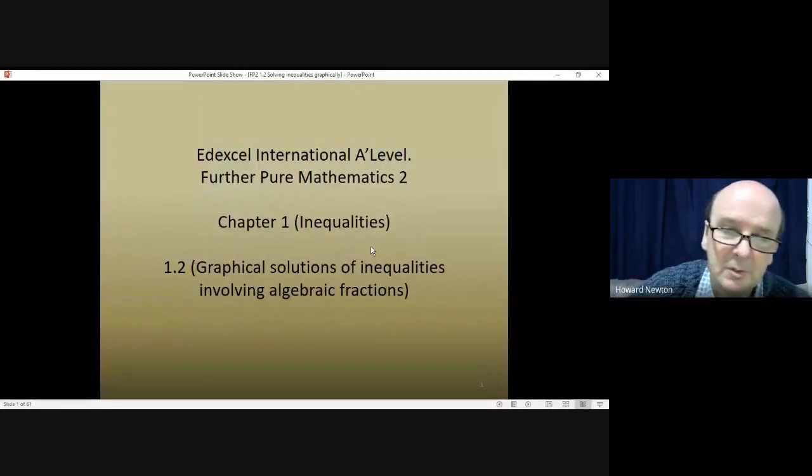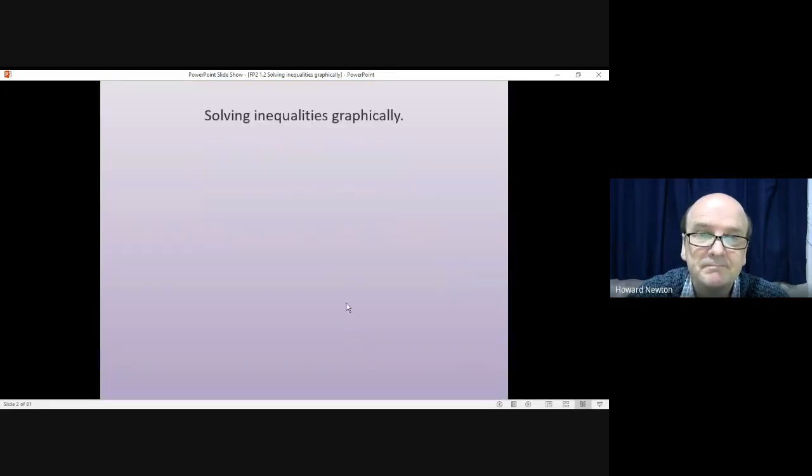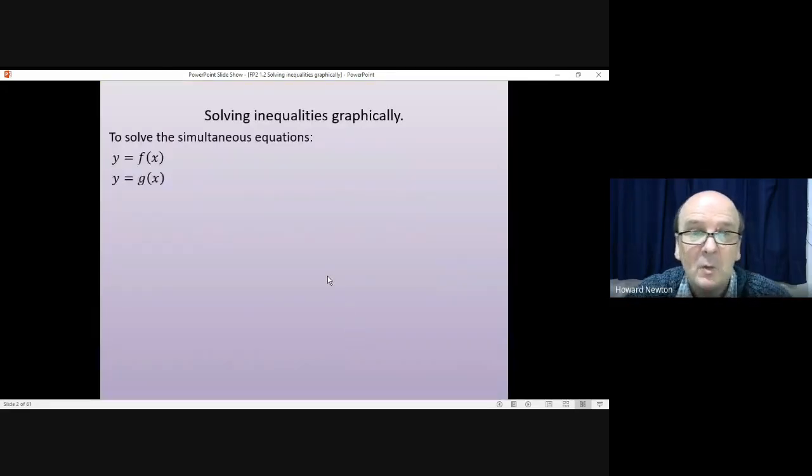We're on chapter 1 that deals with inequalities, and in this lesson we'll be looking at graphical solutions of inequalities, in particular inequalities that involve algebraic fractions. How do we do that? Well, the method's extremely similar to how you solve simultaneous equations graphically.